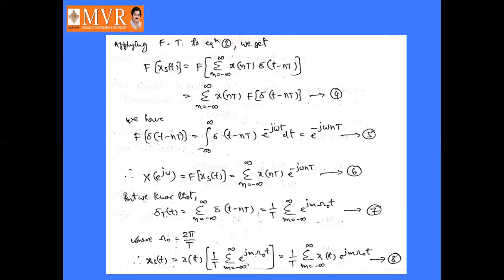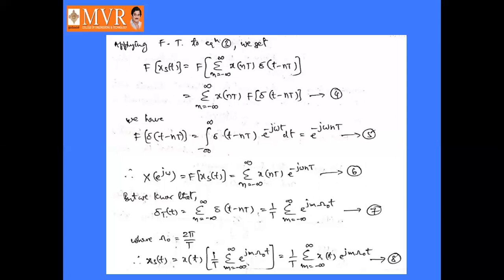Sigma n equal to minus infinity to infinity x of nT into e power minus j omega nT, that is equation number 6. But we know that delta T of t is equal to the train of impulses, that is sigma n equal to minus infinity to infinity delta of t minus nT. So we can write this as 1 by T into sigma m equal to minus infinity to infinity e power jm omega naught t, that is equation number 7, where omega naught is 2 pi by T.